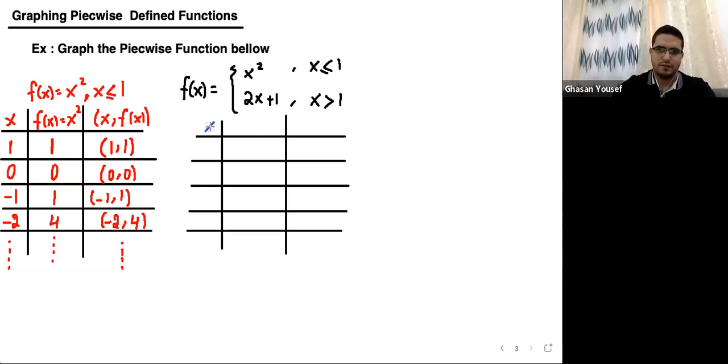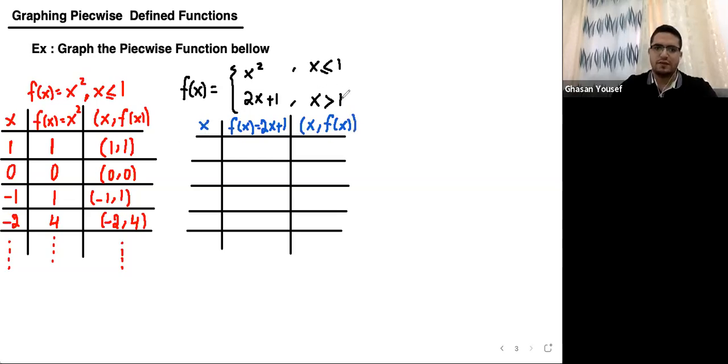Okay, so f of x equals 2x plus 1. And here is the ordered pair, x comma f of x.